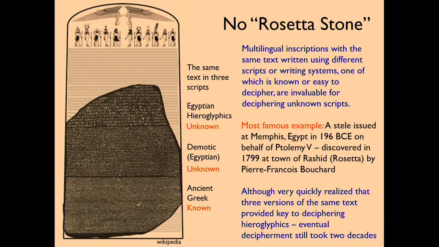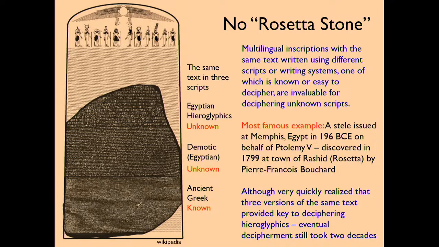So for example, the Rosetta Stone is a very famous piece of stone which was discovered in 1799 by Napoleon's expedition to Egypt. And since it was at the town of Rashid that they found it, they named it after the town as the Rosetta Stone. Now it's very famous because it has the same text written in 3 different scripts. So on the top, there is Egyptian hieroglyphics. In the middle, there is Demotic, which is another form of writing Egyptian.